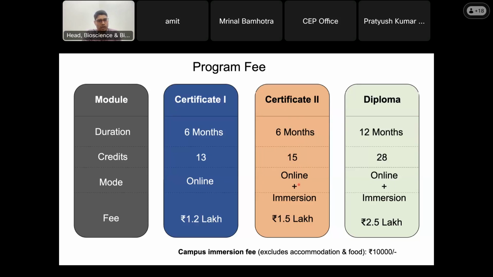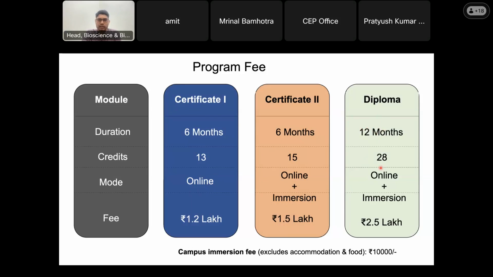It will be online, so theoretical portions will be delivered online, whereas for the hands-on and practical sessions there will be a campus immersion. We will have one slide on campus immersion, and I will discuss more about immersion in the next slide. Its fees is about 1.5 lakh, and the diploma is 12 months.